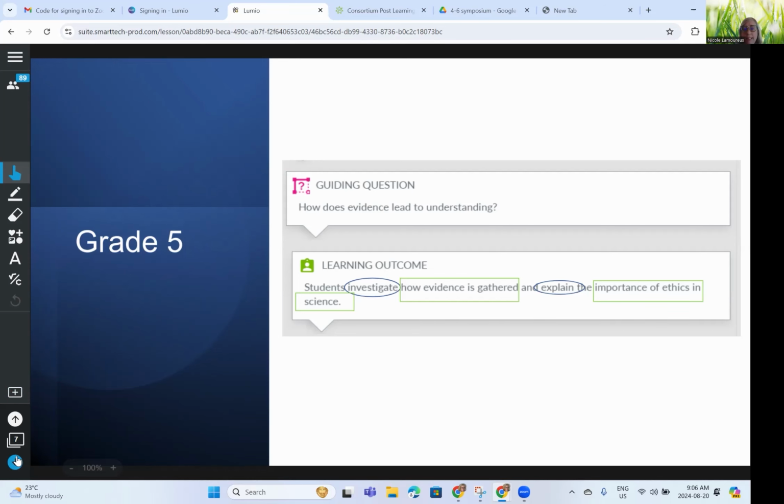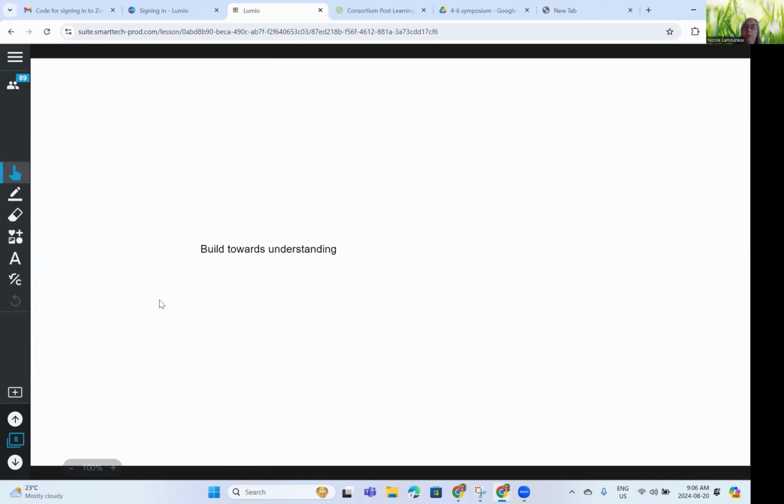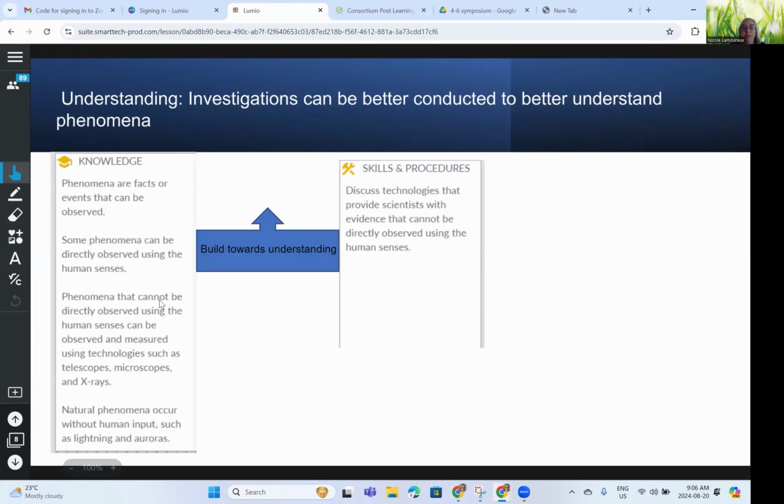So we're going to walk through the CUs, and then we'll see how they kind of help. There's a lot of CUs in grade 5, but I don't have to align too much in this one, because we want students to understand that investigations can be better conducted to understand phenomena. That's why we're doing it. We want to understand why this is happening or what's causing this. So in grade 5, I mean, you can use phenomena in grade 4. It doesn't matter. You don't need to assess them on that.